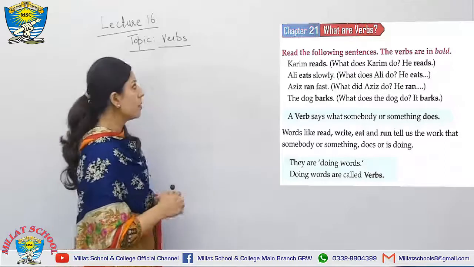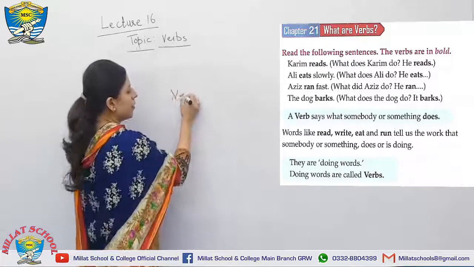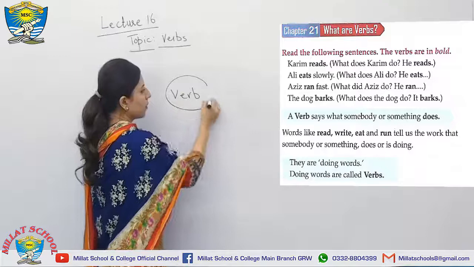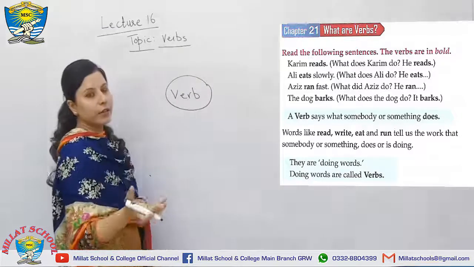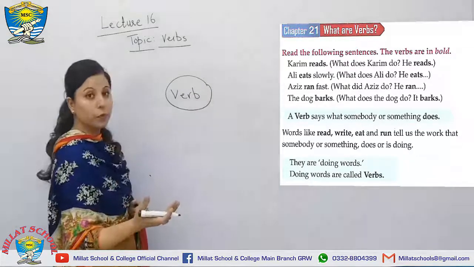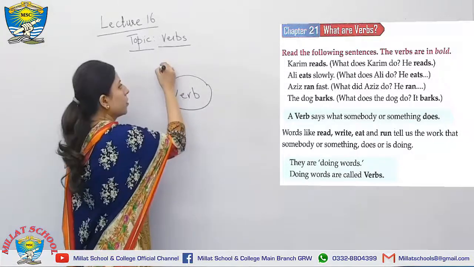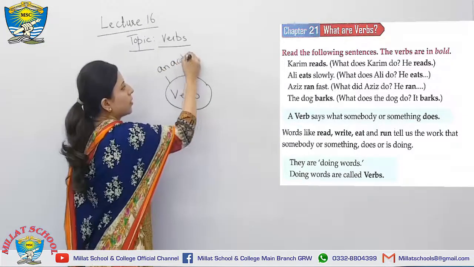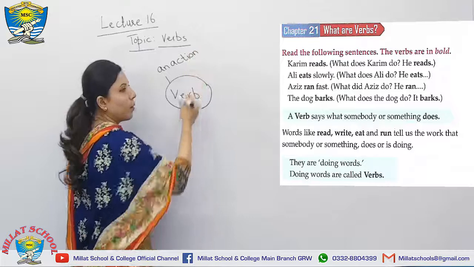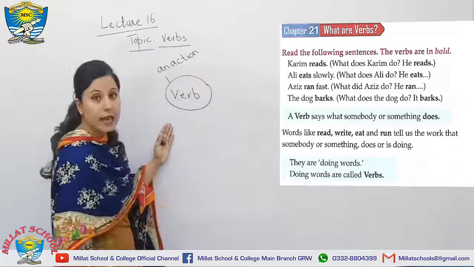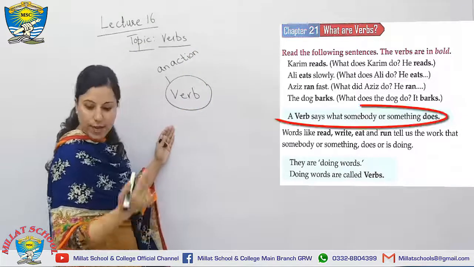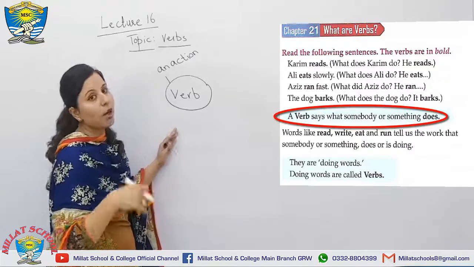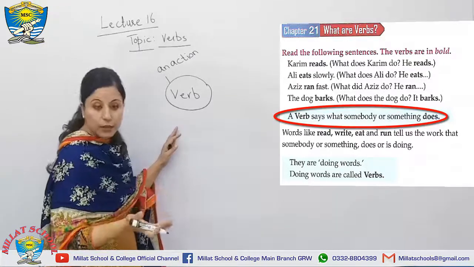So what's the meaning of the verb? First I will tell you what a verb is. You all have read about the verb, that it is an action. The first thing that a teacher teaches you about the verb is that it is an action. What's next? Somebody or something does.